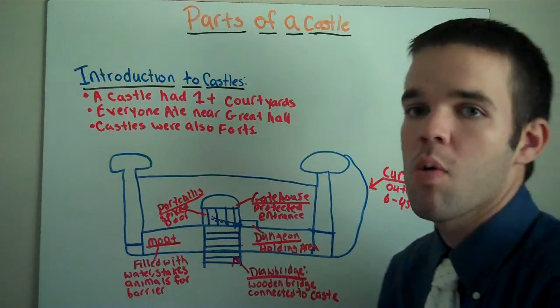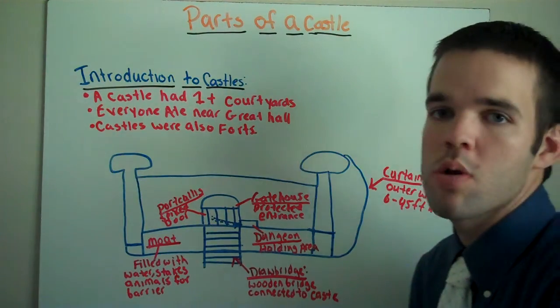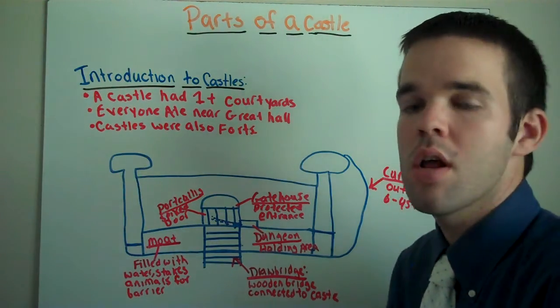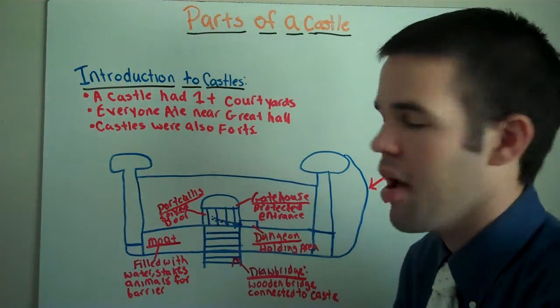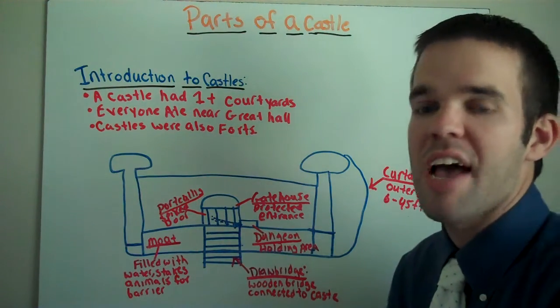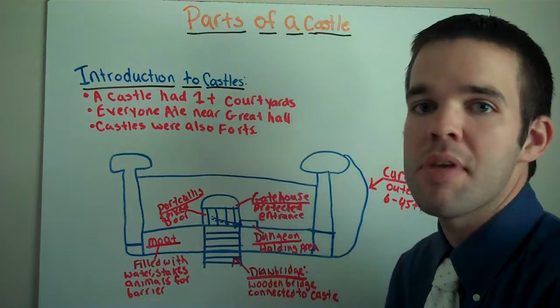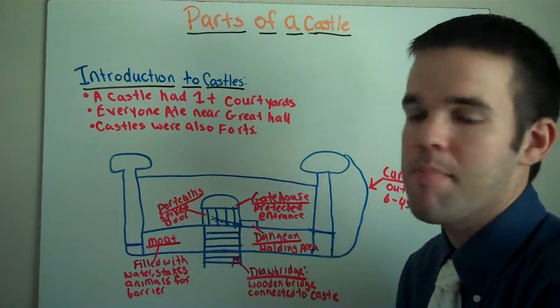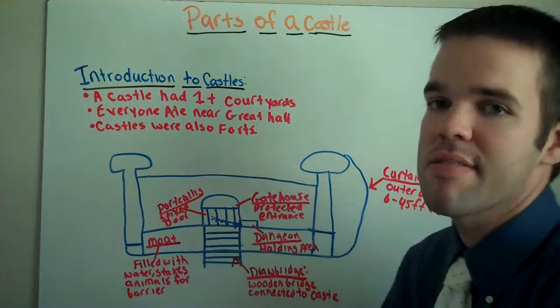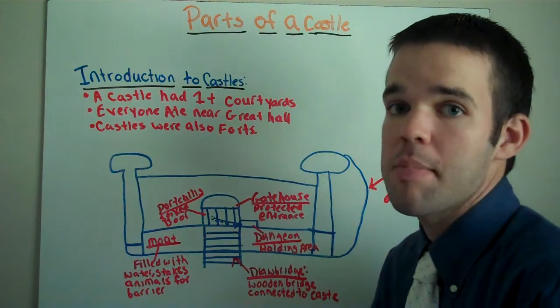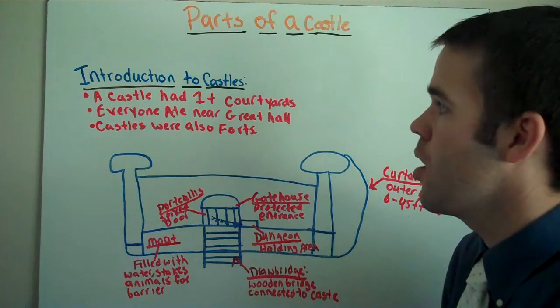A castle had one or more courtyards. Now, what is a courtyard? A courtyard was oftentimes a place where the people of the castle would gather, conduct business, leisure time, free time. It would be a place where people could honestly come together as one group.